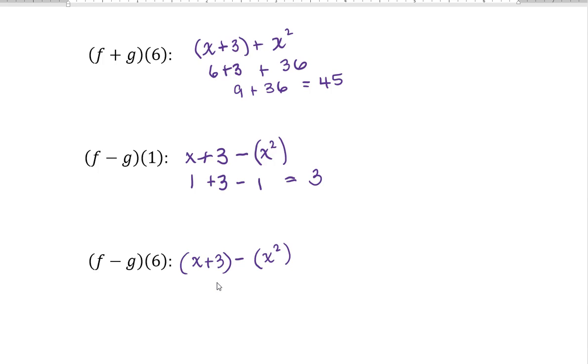All right, so going ahead, substituting in our 6 for our value instead of our variable. We're going to have 6 plus 3 minus 36. And that's going to leave us with a negative 27.